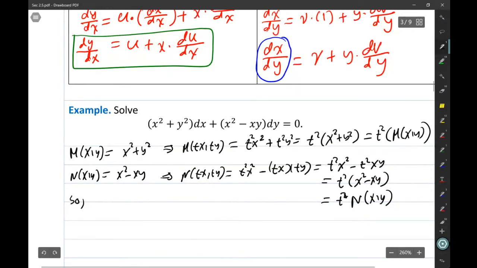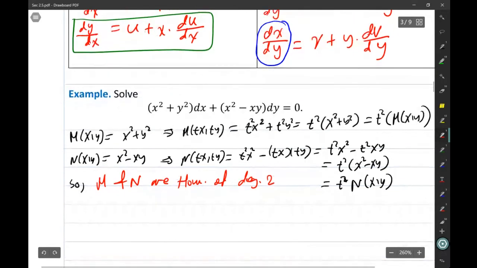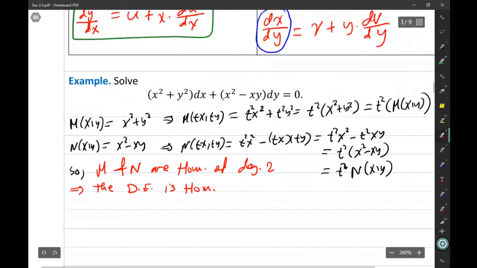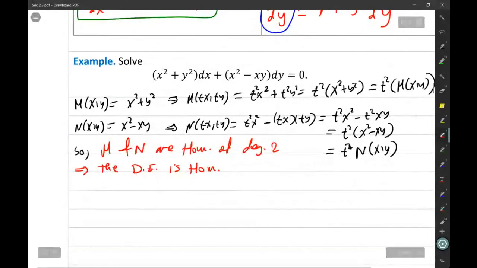So my equation, M and N are homogeneous of degree 2. So the differential equation is homogeneous. So the differential equation is what? Homogeneous. Now, what do I have to assume? I have to assume y is equal u times x.